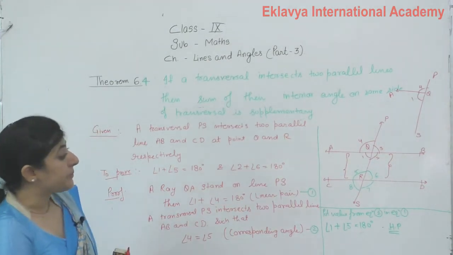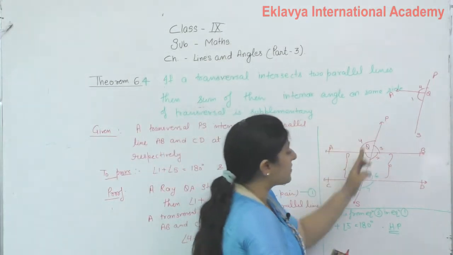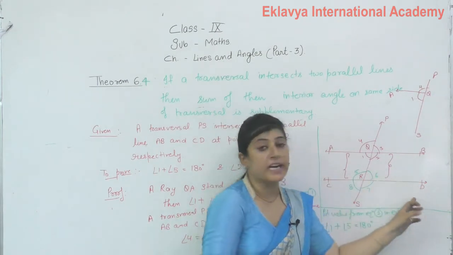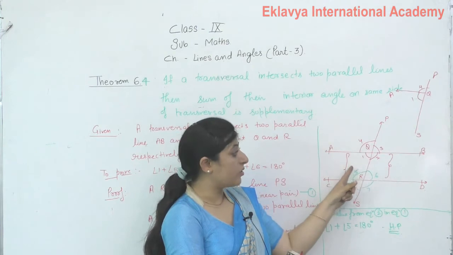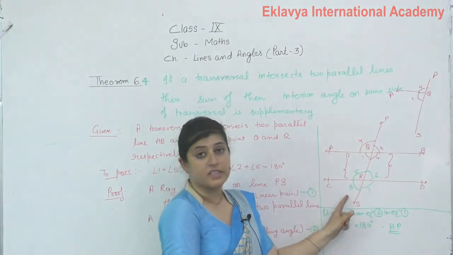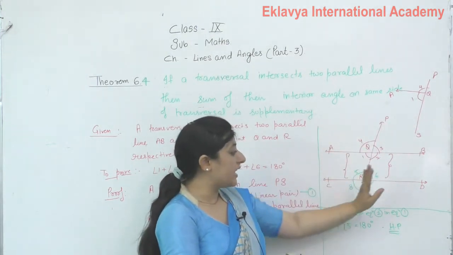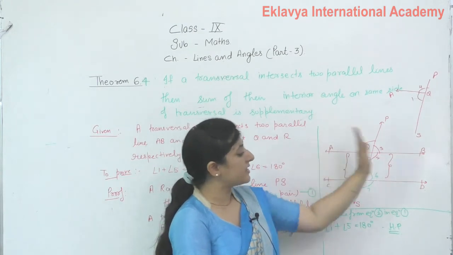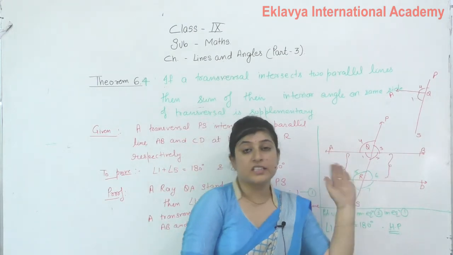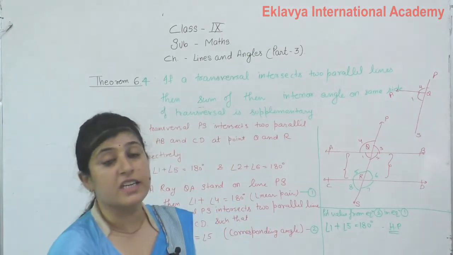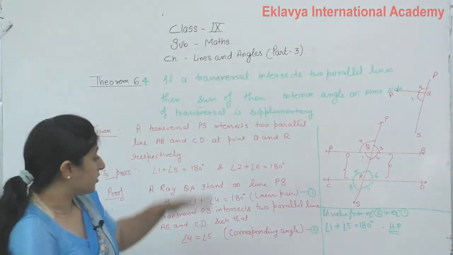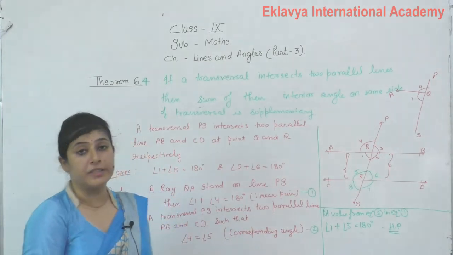What is the statement of it? If a transversal intersects two parallel lines, then their interior angles on the same side of the transversal, this is the transversal, and on this side 1 and 5 and on this side 2 and 6, then interior angles on the same side of the transversal are supplementary. This is how we will prove it.